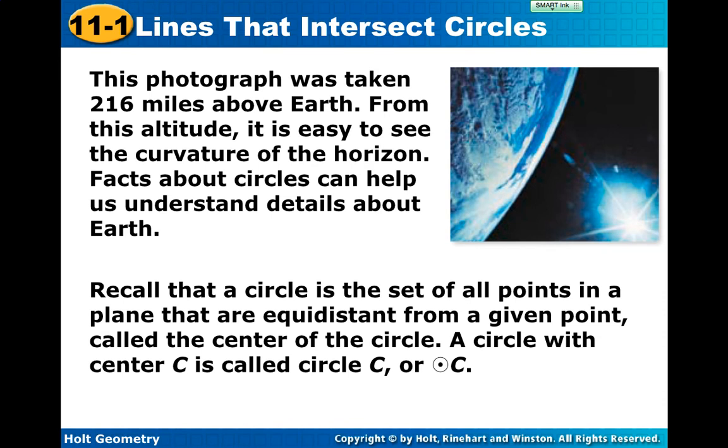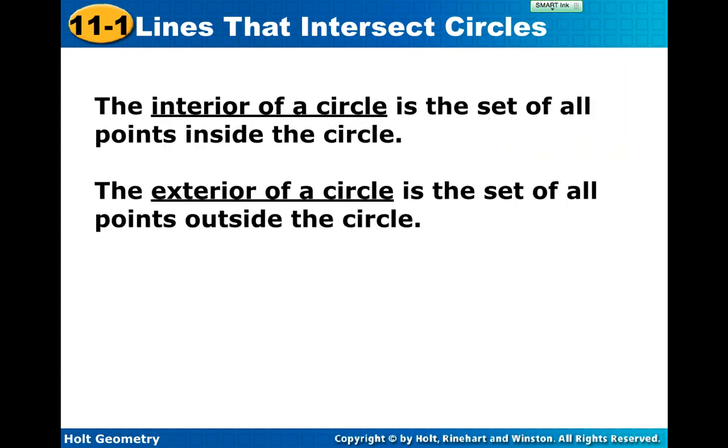Okay, so things to recall. A circle is a set of all points in a plane, not in space. In plane. When we talked about it in space, that created a sphere. So points in a plane that are equidistant from a given point, and that's called the center of the circle. We had the symbol, a circle with a dot inside it, for the symbolism for a circle. Name it by its center point.